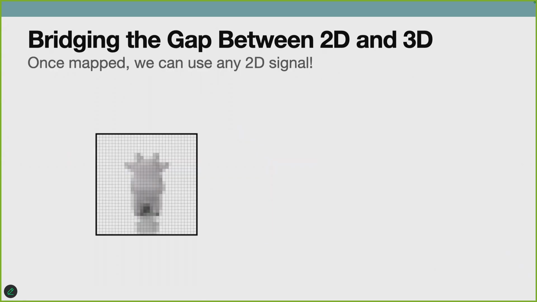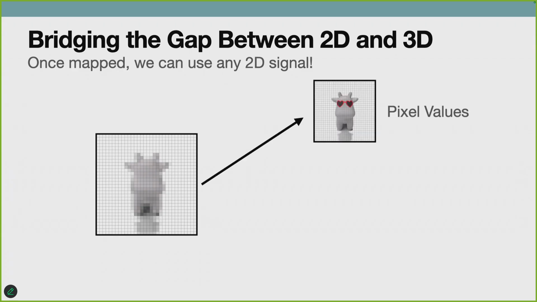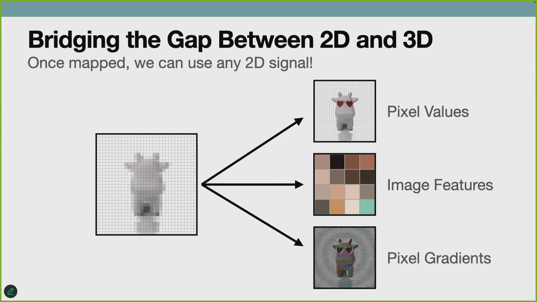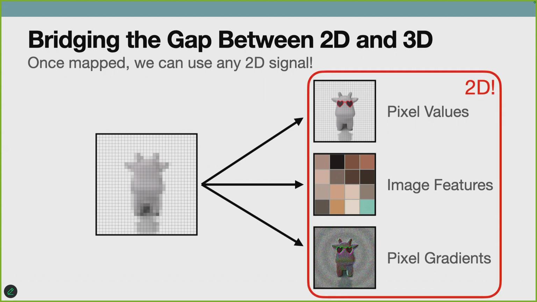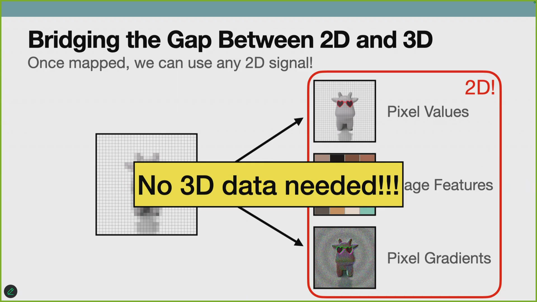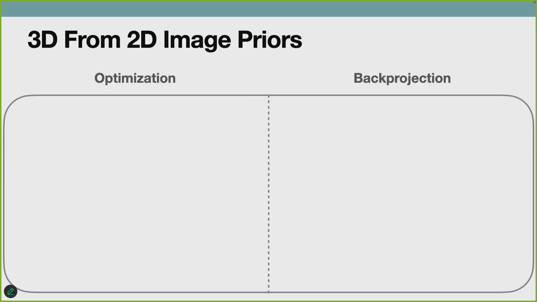Once we have this mapping, we can supervise our 3D task with any 2D signal. While many such signals exist, today we're going to focus on a couple: direct pixel values, image feature space comparisons, and direct pixel gradients. More importantly, all of these 2D signals are able to be obtained from these 2D models that can be trained on these large scales of data. And we're not reliant on any 3D data for this process with this setup.